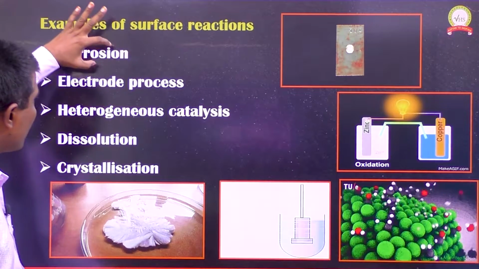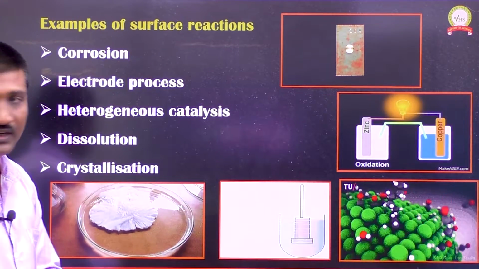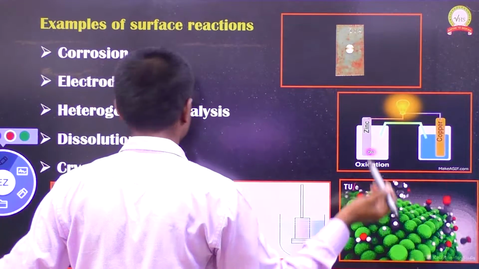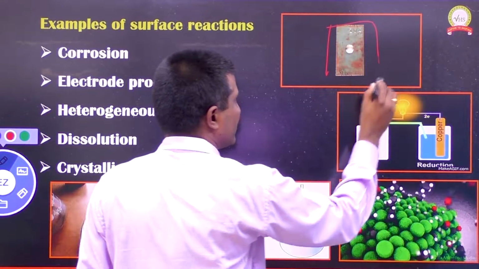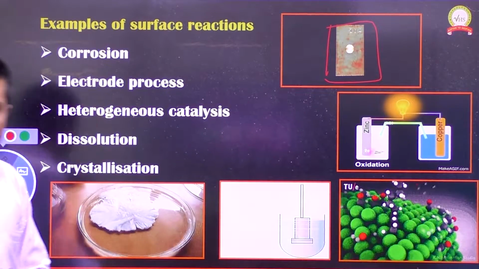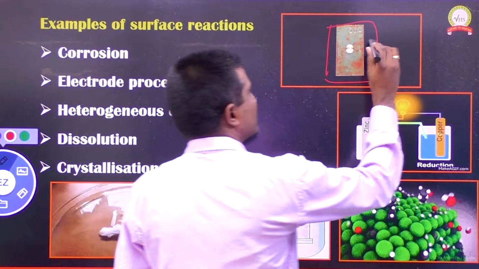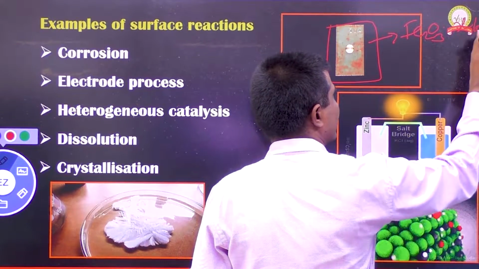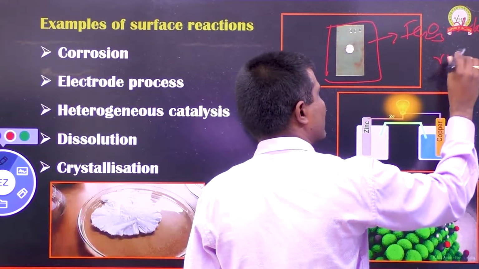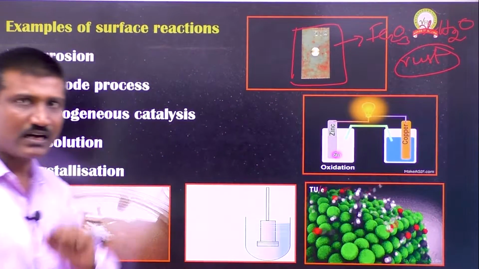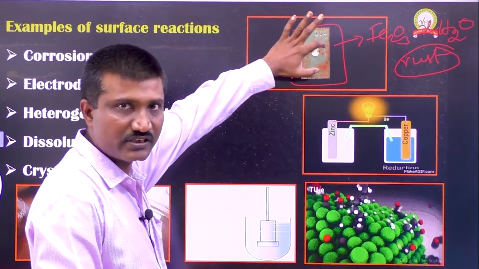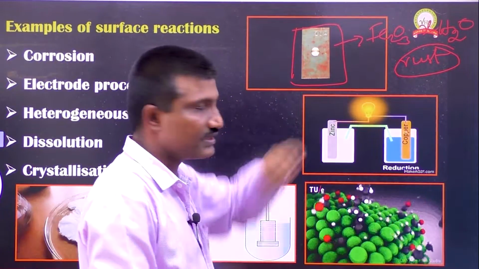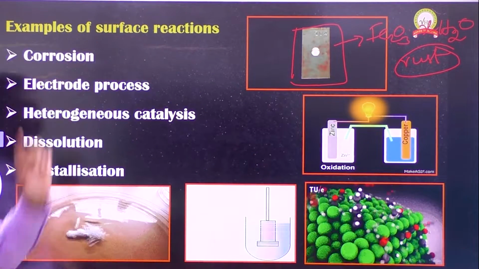So let us see how corrosion is a surface phenomenon. Say I am taking an iron rod which is rusted. If we see that rusted iron, the rust formed is nothing but ferric oxide, Fe2O3.xH2O, hydrated ferric oxide. That is the chemical formula of rust, and it appears on the surface of this iron rod. Since rust appears on the surface of the iron rod, we call corrosion a surface phenomenon.